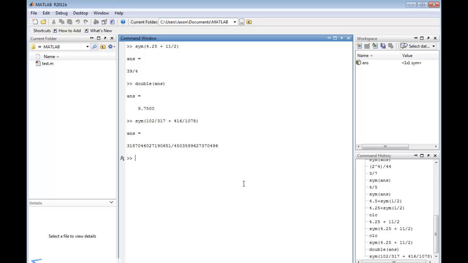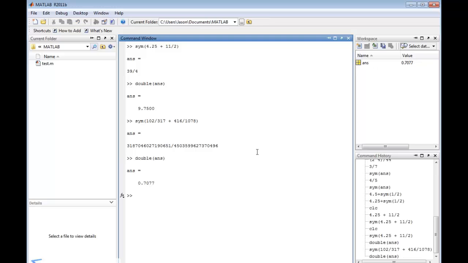So I decided, you know what, I don't want to look at this in fractional form anyway. I can just recalculate the answer. I could take this part and dump it into a new command line, sure, but I can also just say double answer. Take the last answer. Notice here the answer is a sym variable because it's a fraction. Let me go ahead and hit double. It changes the last answer back to a numeric value, 0.7077.